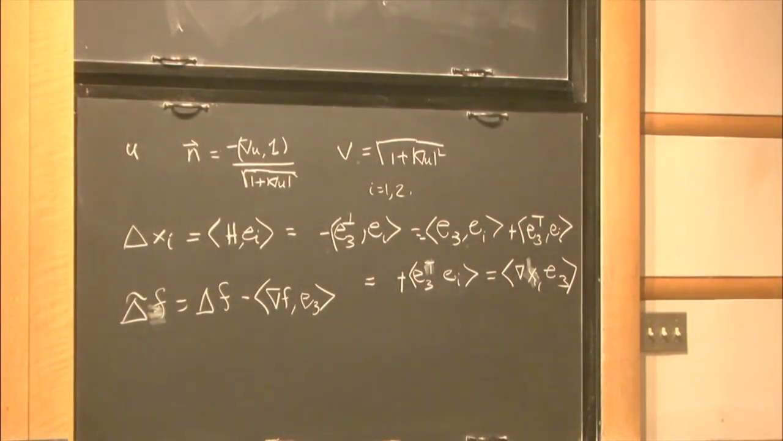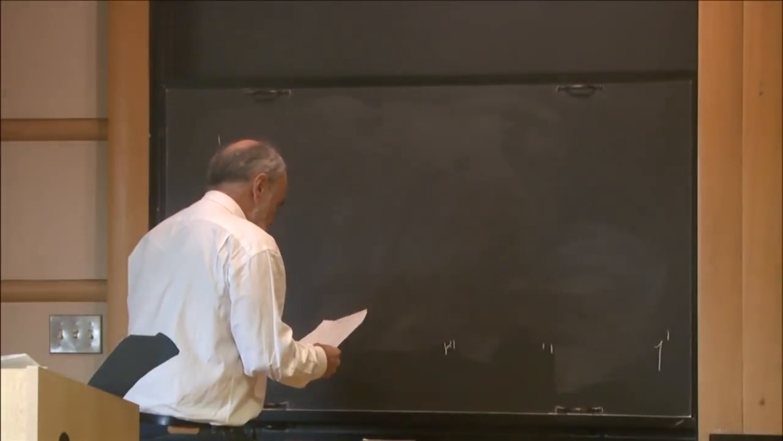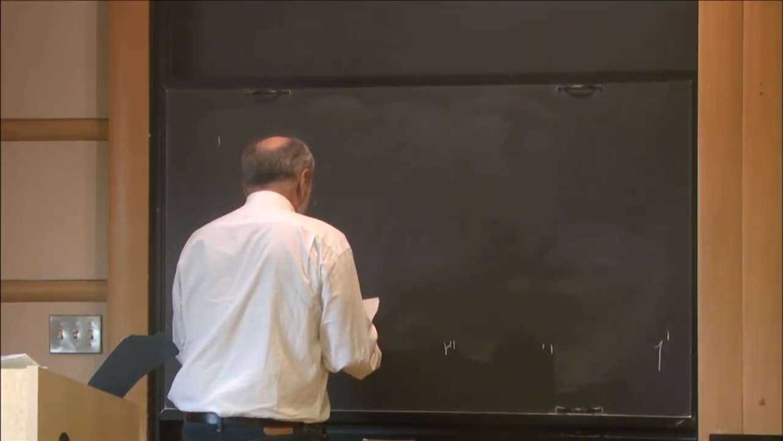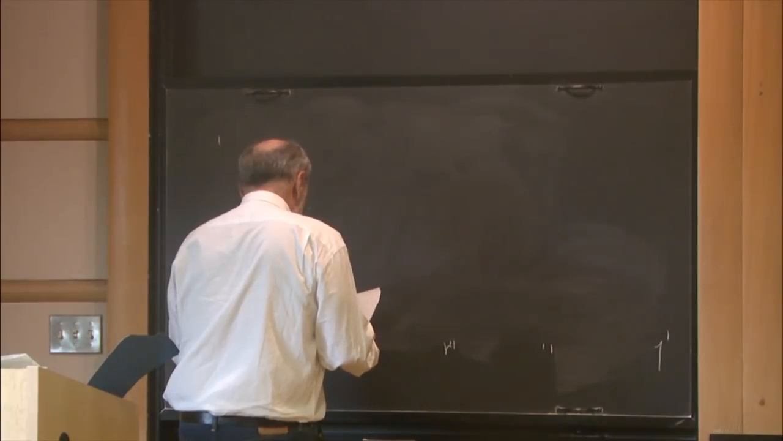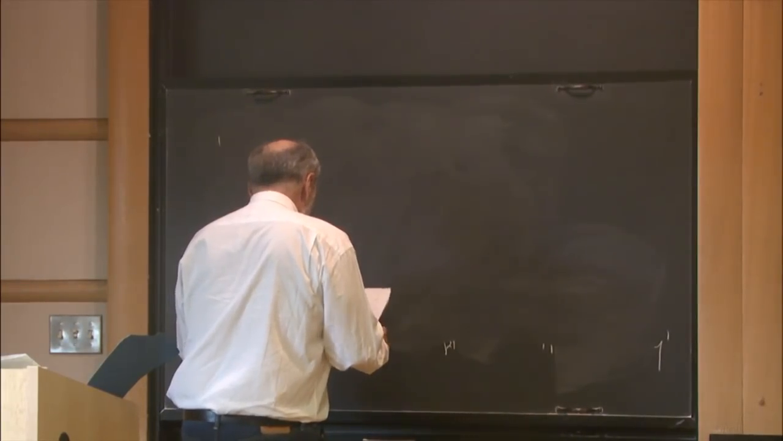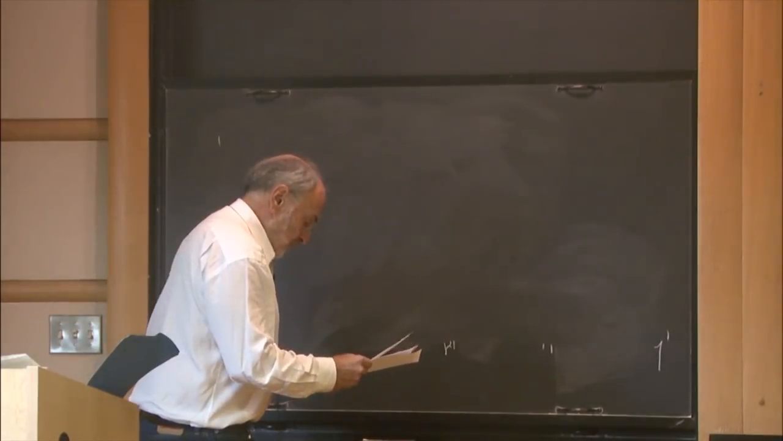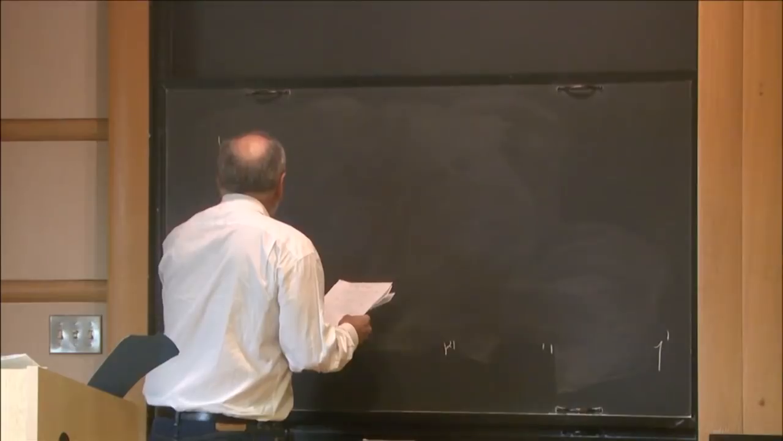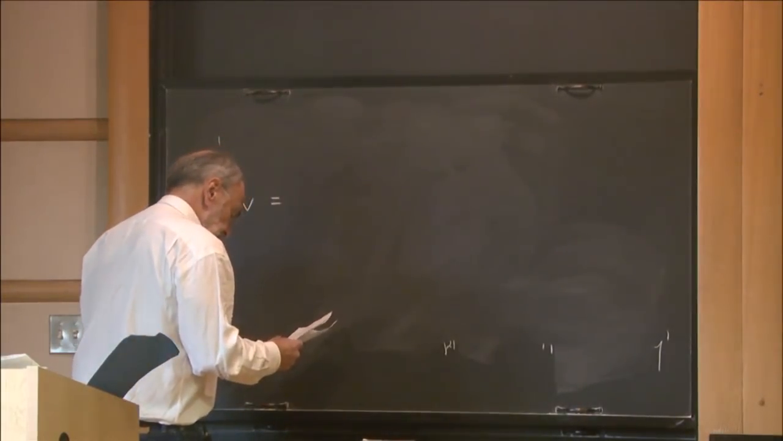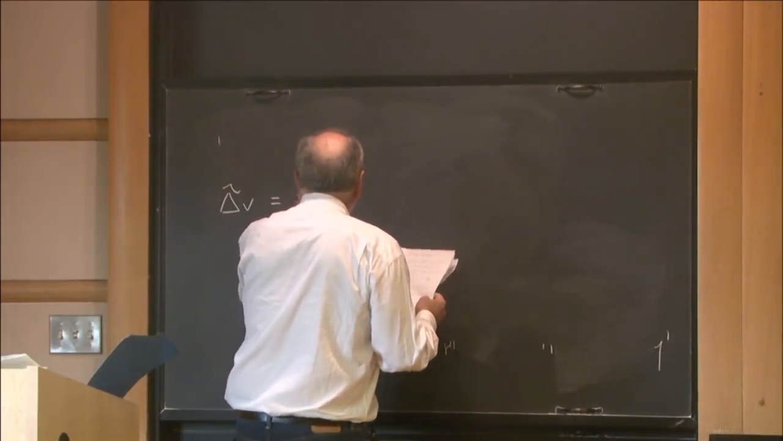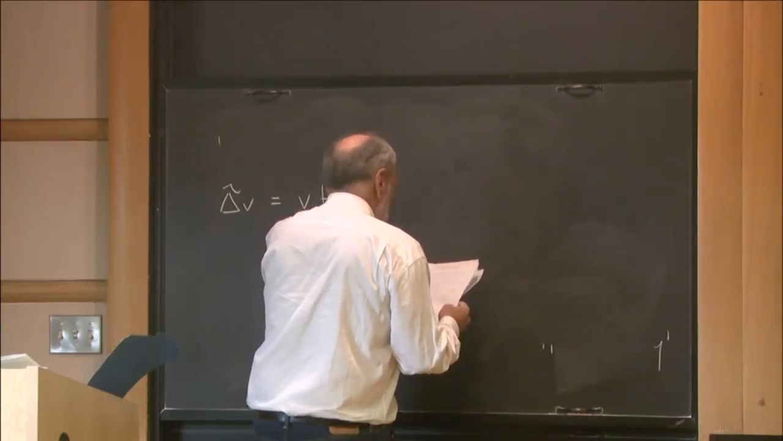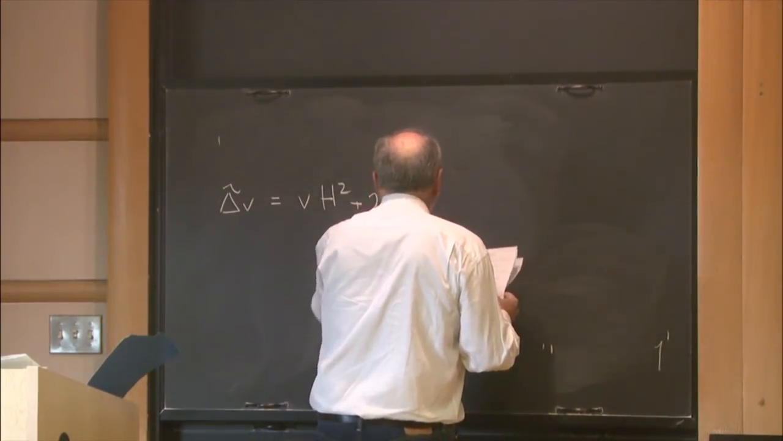So I'm going to accelerate a little. Sorry, so the drift Laplacian of v equals v h squared plus 2 gradient of v squared over v.